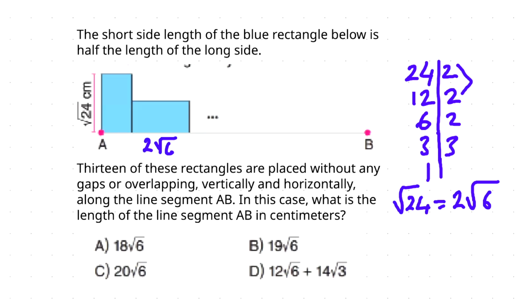And in this problem, they mentioned that the short side length of the blue rectangle is half of the long side. And so then 2 square root of 6 divided by 2 is just square root of 6. So in this question, they mentioned that imagine there will be 13 of these rectangles, 13. So imagine this. Let me try to, so how is that gonna work out?